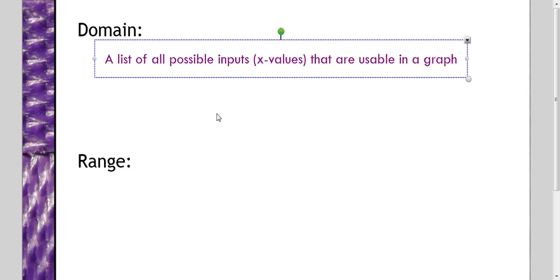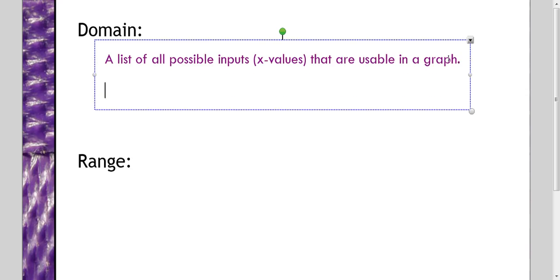So domain is, okay, so what does that mean? So in real language, leftmost point to the rightmost.